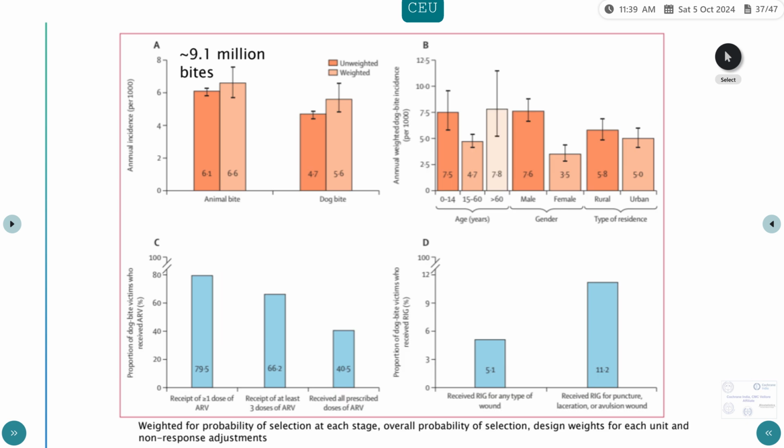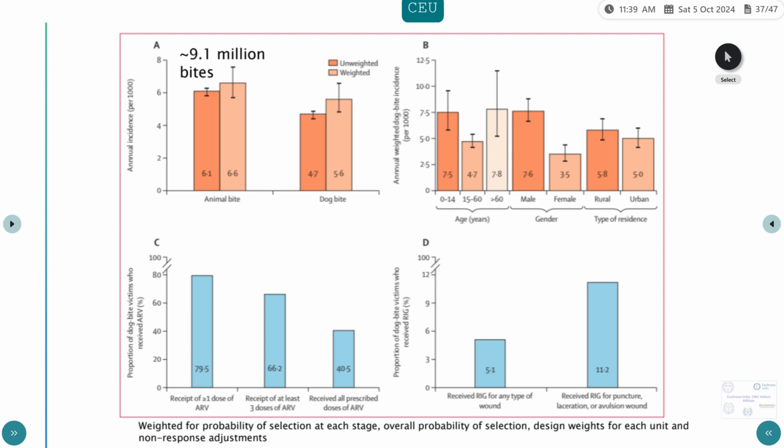Now coming to the analysis, based on the data, they calculated the annual incidence of animal bites as 9.1 million bites, and for specifically dog bites, they've calculated 5.6 per 1,000 people. Based on the age, gender, type of residence, again they've distributed. And as you can see, children and adults between 8 and 60 are more likely to get dog bites. Male more than female, but that again can be because men go outside home more than women. And rural people are more likely to get bitten compared to the urban population.